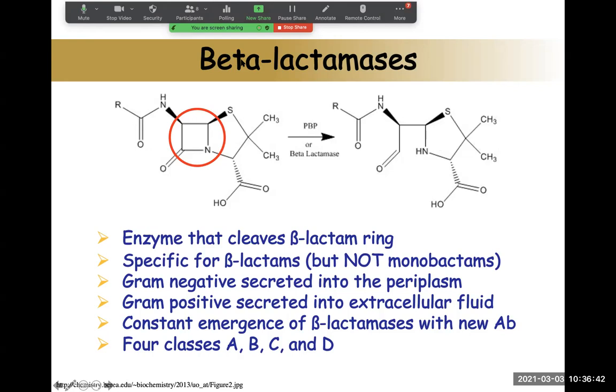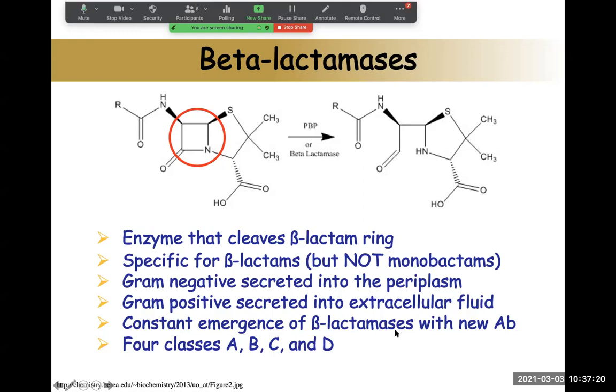So this enzyme is known as beta-lactamase, and there are many beta-lactamases. They're specific for beta-lactams except for monobactams. Remember the last one, the monobactam? It has a single bactam ring, doesn't have this double ring. And so these enzymes are usually secreted into the periplasm. And of course, gram-positives secrete it into the extracellular fluid because they don't have an outer membrane. And as we introduced antibiotics, there were constantly new beta-lactamases emerging in the environment.